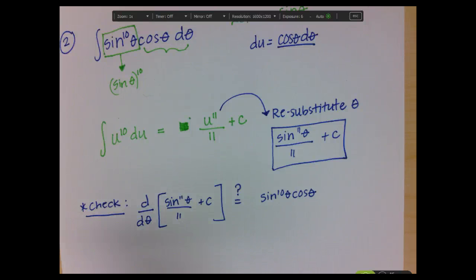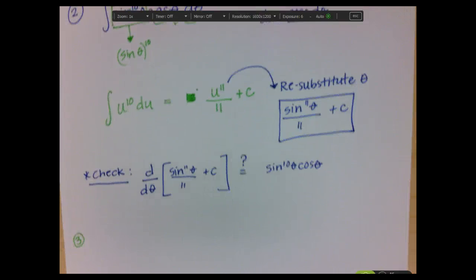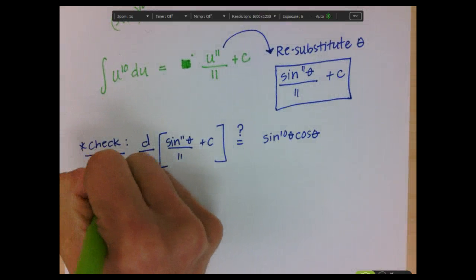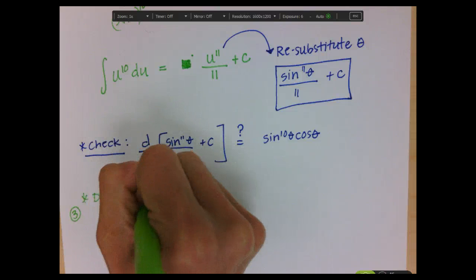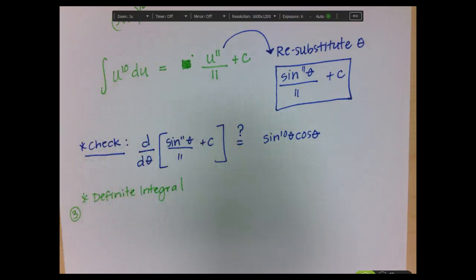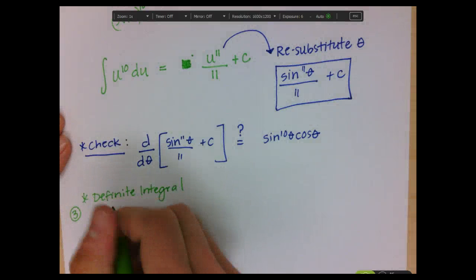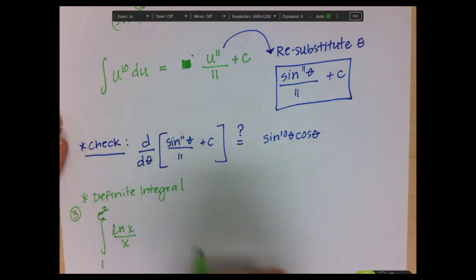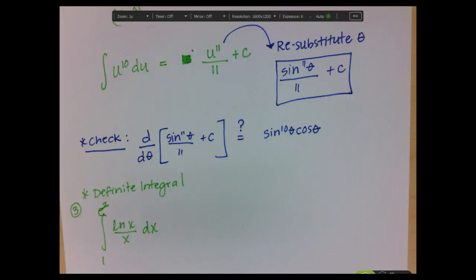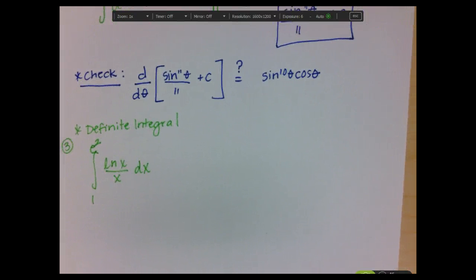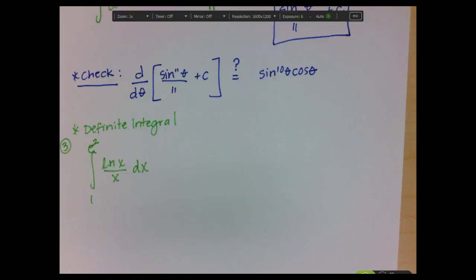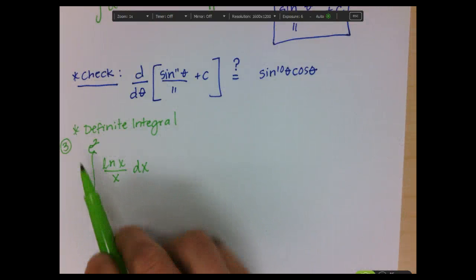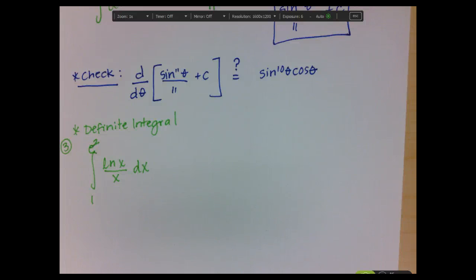All right, my last example is going to be a definite integral. And I mentioned a little bit ago that the work is a little bit different when you're talking about a definite integral, because you can change the limits of integration so that you don't have to resubstitute. So what I want to integrate is the natural log of x over x with respect to x. And I want to go from 1 to e squared as my limits of integration.